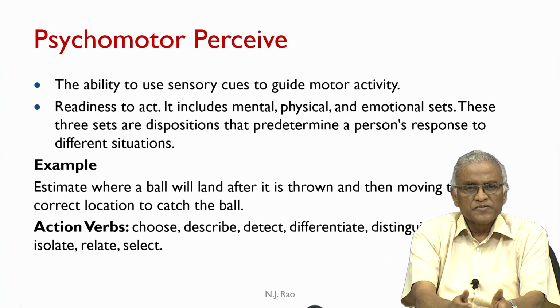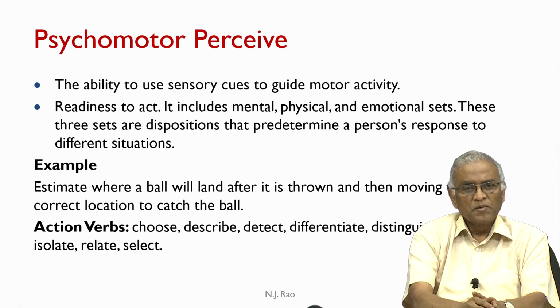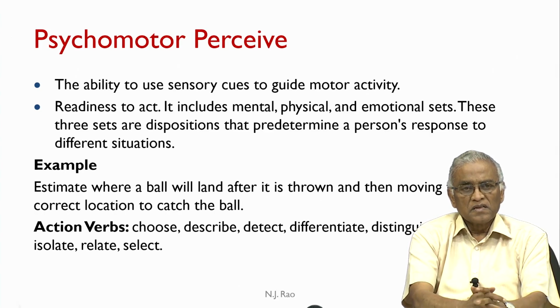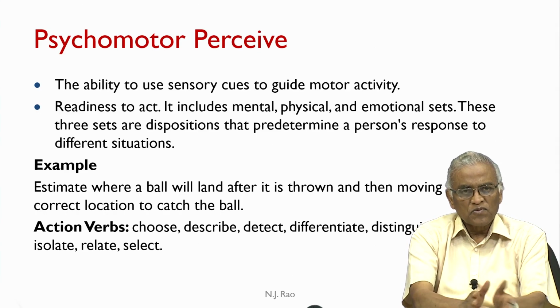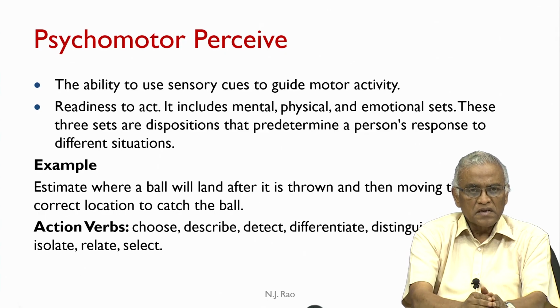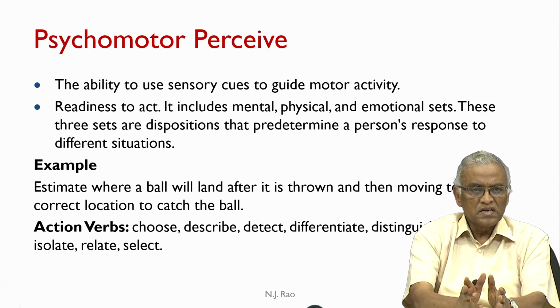That is, yes, I observe, I know what is involved, but I am not willing to move. I am not ready to act. In that case, you do not move forward in the psychomotor domain at all. The readiness to act includes mental, physical and emotional sets. Unless all the 3 are involved, you cannot actually act. These 3 sets are dispositions that predetermine a person's response to different situations.